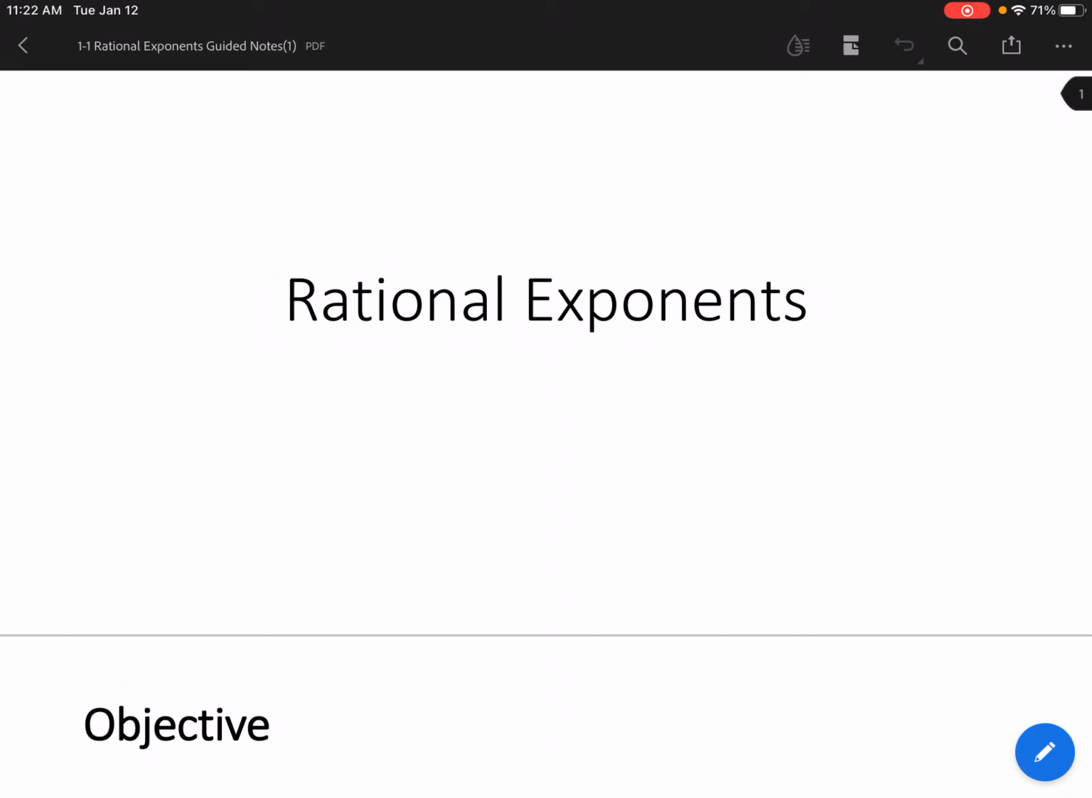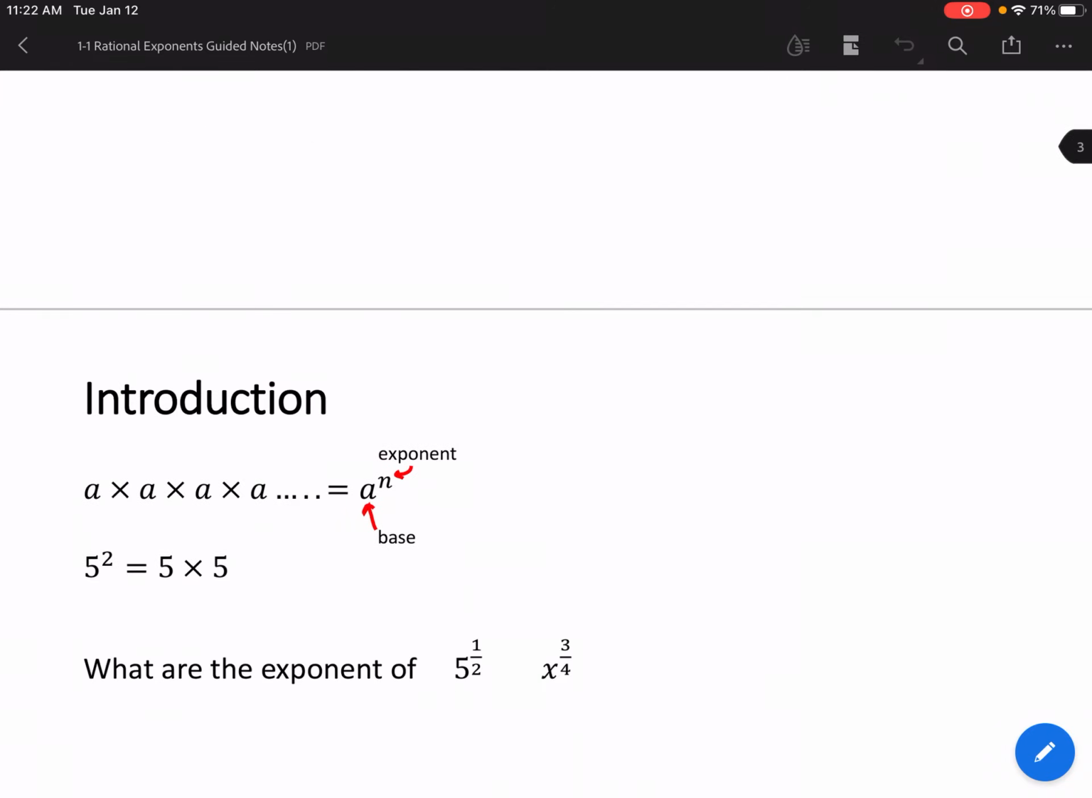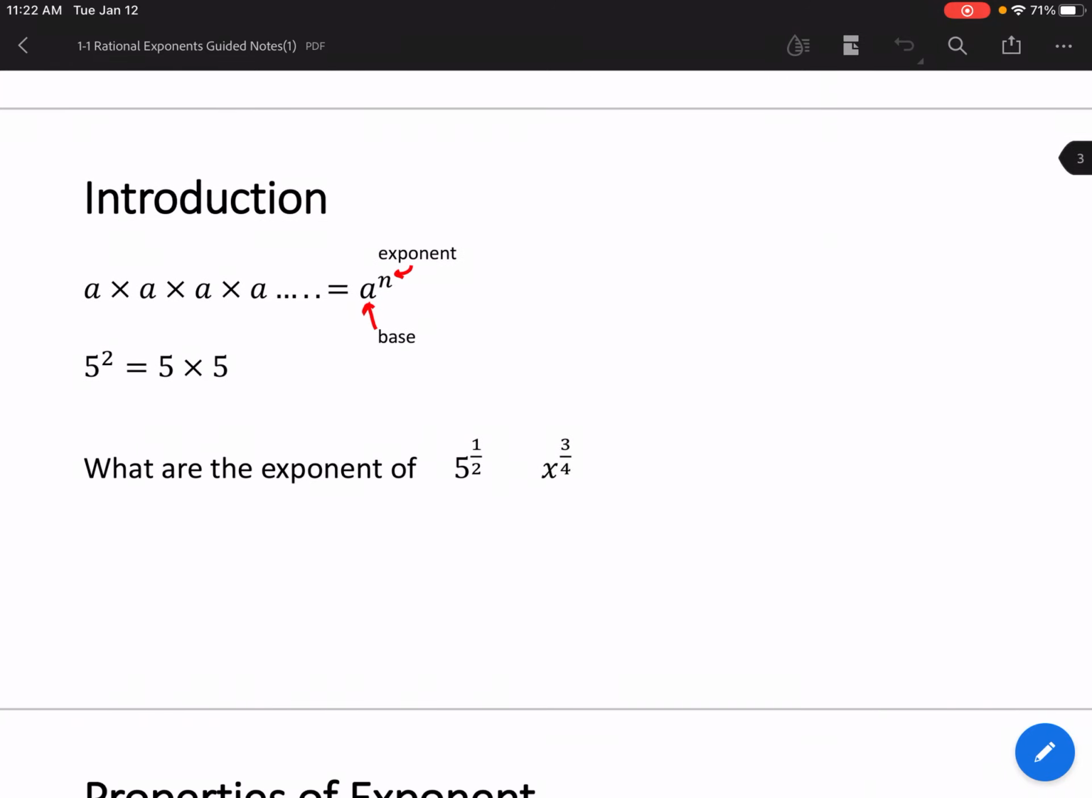All right, rational exponents. Our objective again is that you will study and apply properties of exponents to rational exponents. Our introduction: when you have a times a times a times a, and you multiply a as many times, then you get a to the n. The n represents how many times you multiply a. Say here, if you have 5 squared, that means we multiply 5 two times. 5 times 5, there are two 5s, so the n here is 2.